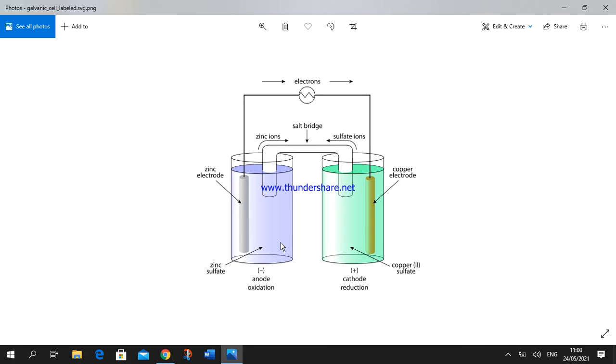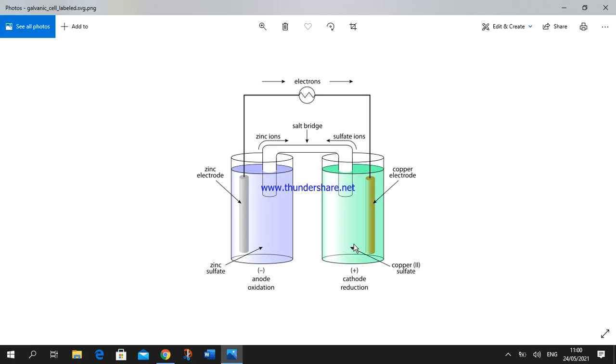What is the structure of a galvanic cell? A galvanic cell is composed of two beakers. In the first one we dissolve zinc sulfate to make an aqueous solution, and in the second one we dissolve copper sulfate to make an aqueous solution.